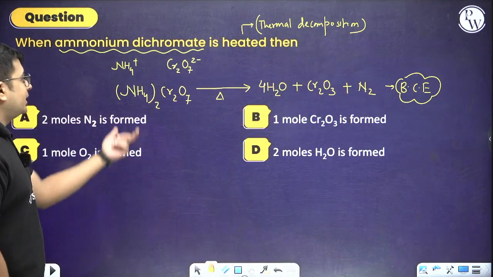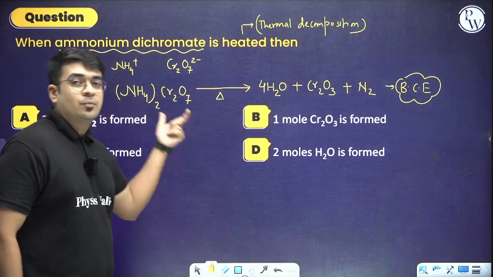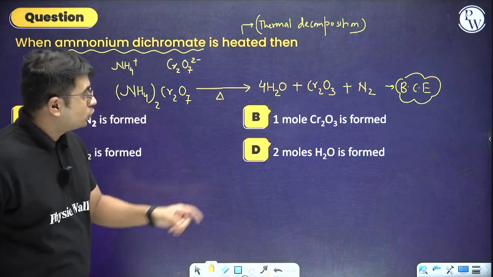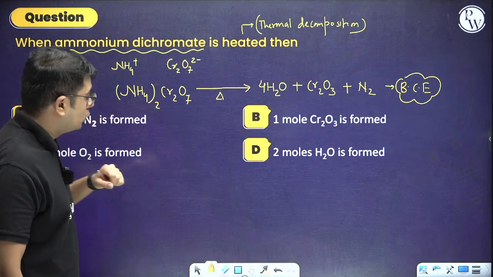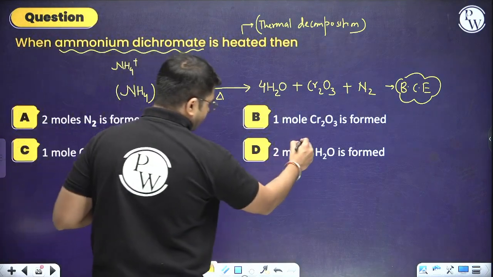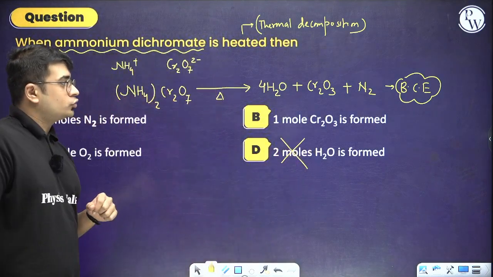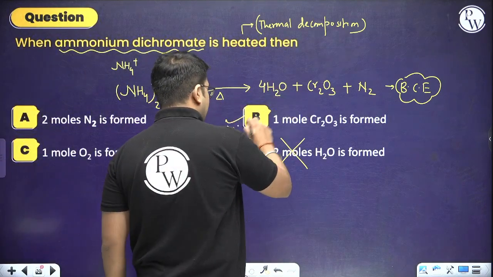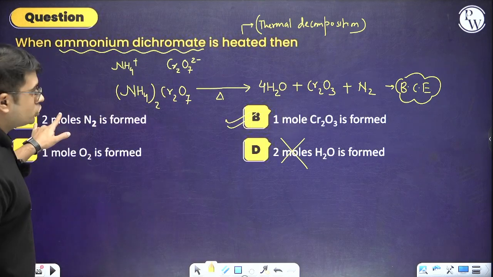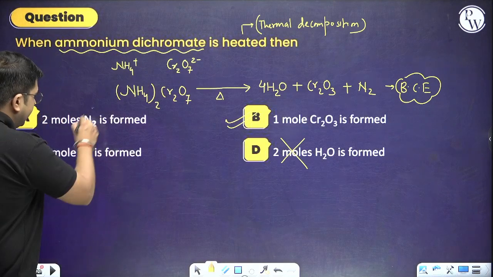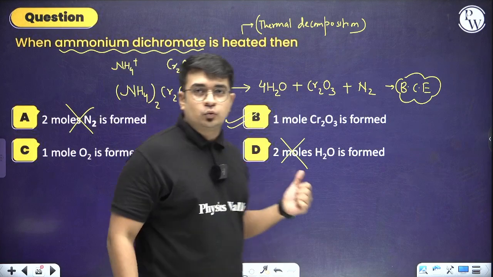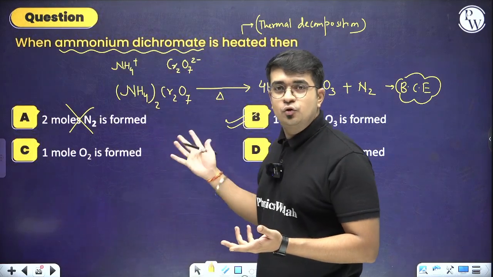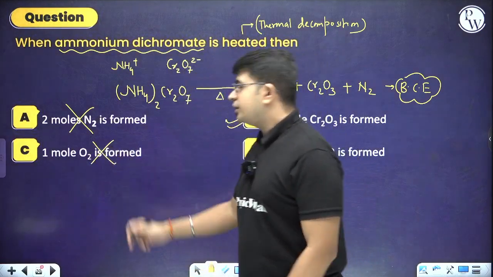So you can see that when 1 mole of this ammonium dichromate is heated, it is going to form 4 moles of H2O. So this part is correct. 1 mole of Cr2O3 is going to be formed, definitely true. 2 moles of N2 is formed, definitely correct. And 1 mole of O2? There is no O2, so no O2 will be formed.